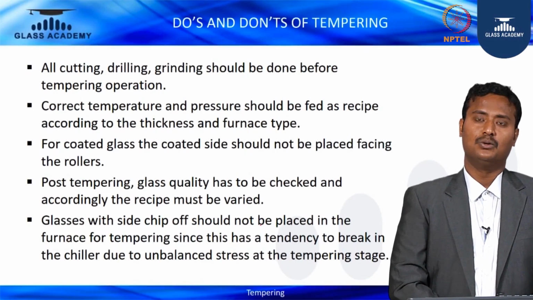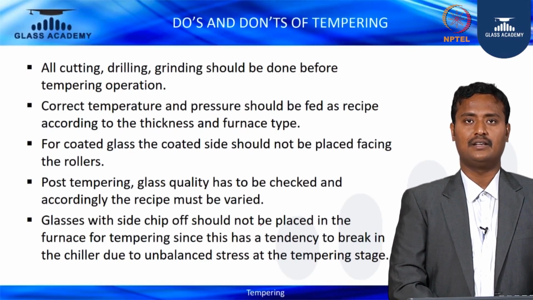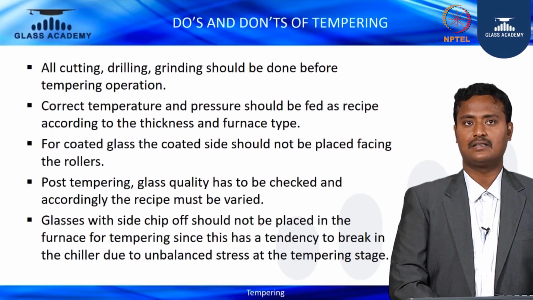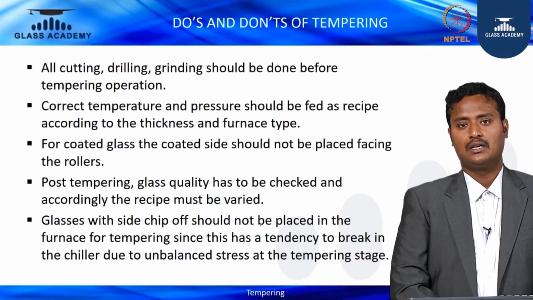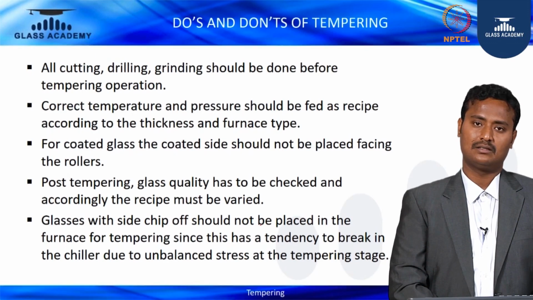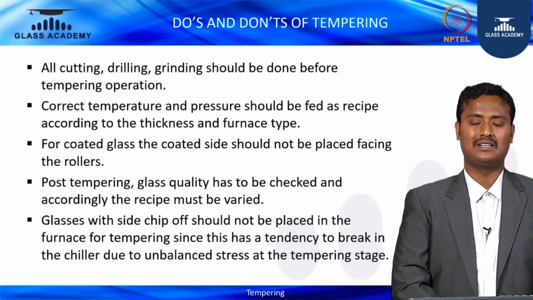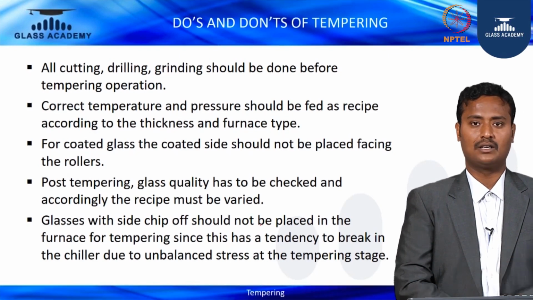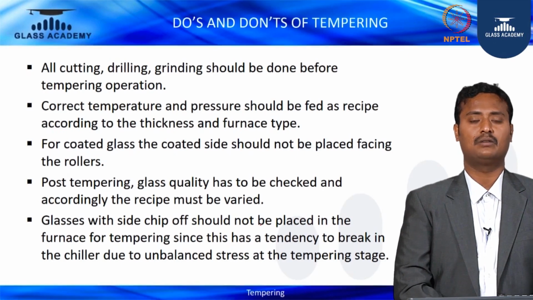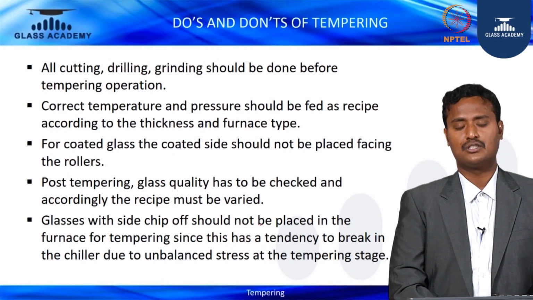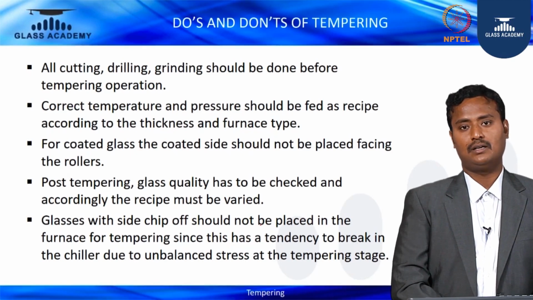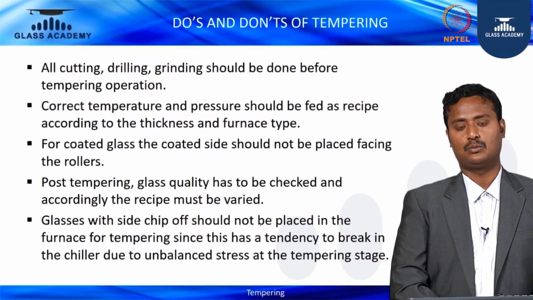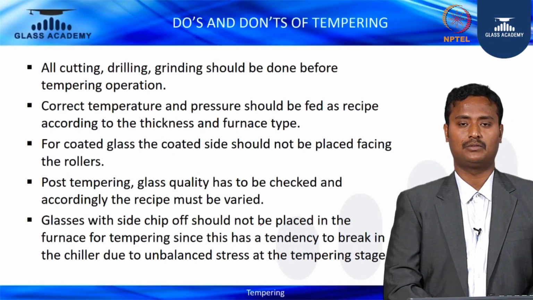Let's move on to the do's and don'ts of tempering. All the cutting, drilling and grinding should be done before the tempering operation. The correct temperature and pressure should be fed as a recipe according to the thickness and the furnace. For example, the recipe for 6 mm clear glass cannot be used as the same recipe for other furnaces, or even for Low-E glass, because it will vary from furnace to furnace. But we have to keep in mind, during validation or trials, that you have to understand the best recipe you can get from your machines.